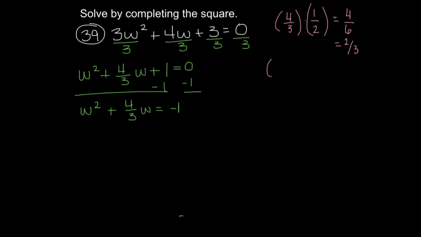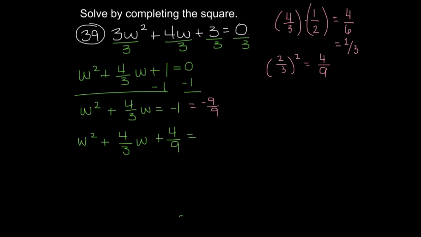I have to take that number, the 2/3, and square it. To square a fraction, I square the numerator and square the denominator. So the number that I want to add to both sides is 4/9. So this leaves me with w squared plus 4/3 w plus 4/9 equals. At this time, I'm going to take the negative 1. Negative 1 is just negative 9/9. I'm writing it that way because I need a common denominator.